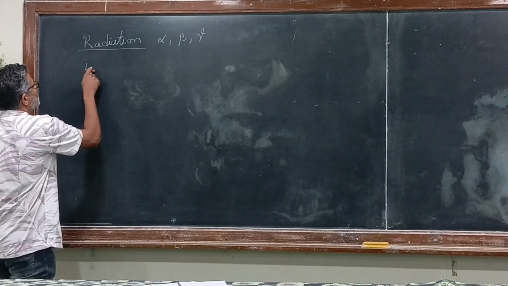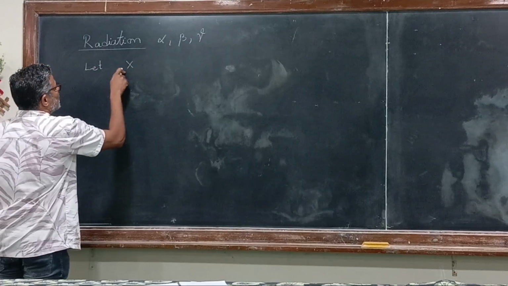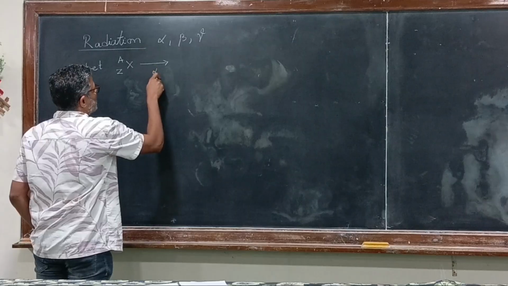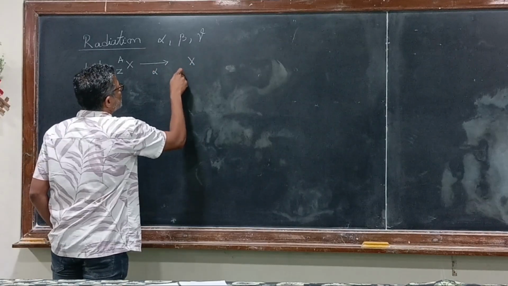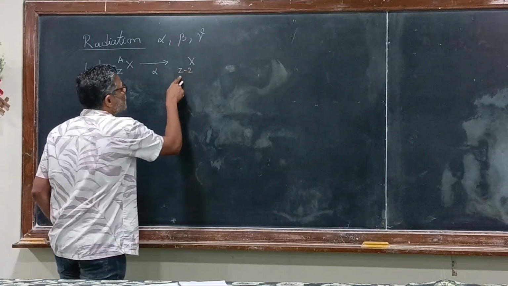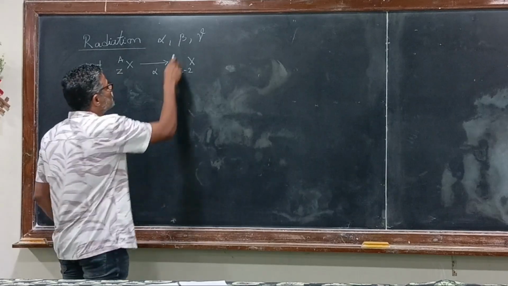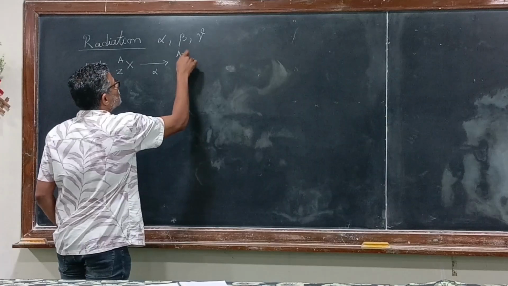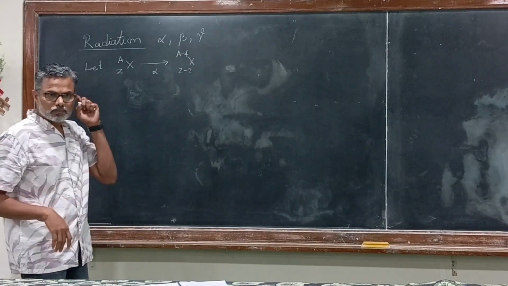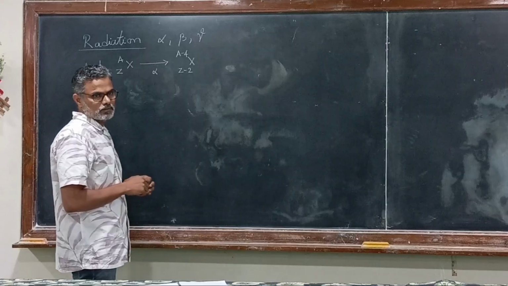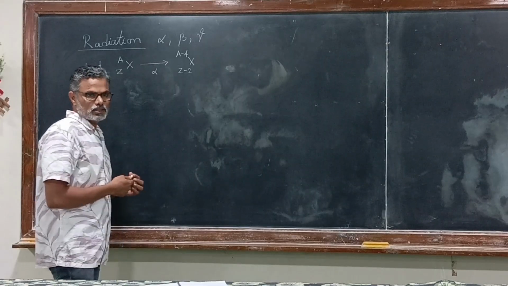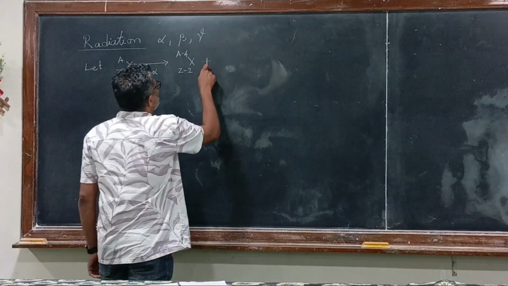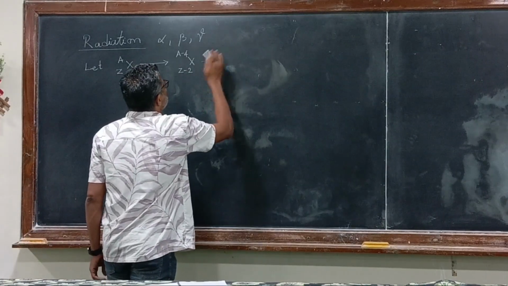So let's say X is an element with Z and A, and then by emitting an alpha particle, what will happen? For this one, there is a reduction of atomic number by 2, and A by 4. So Z minus 2, A minus 4, plus, okay, some Q will be there, some energy.